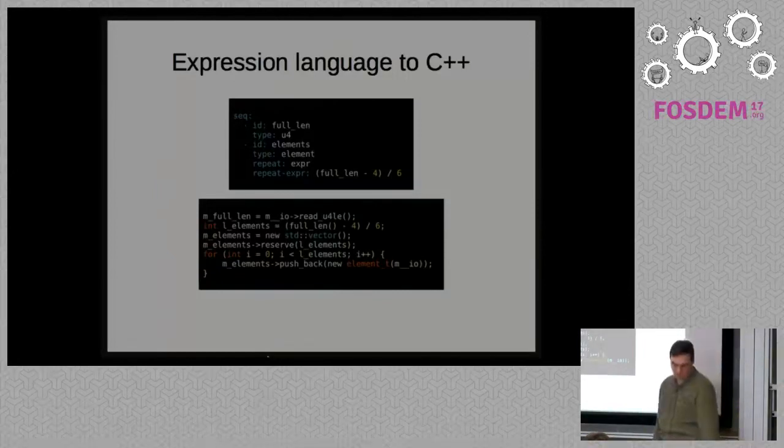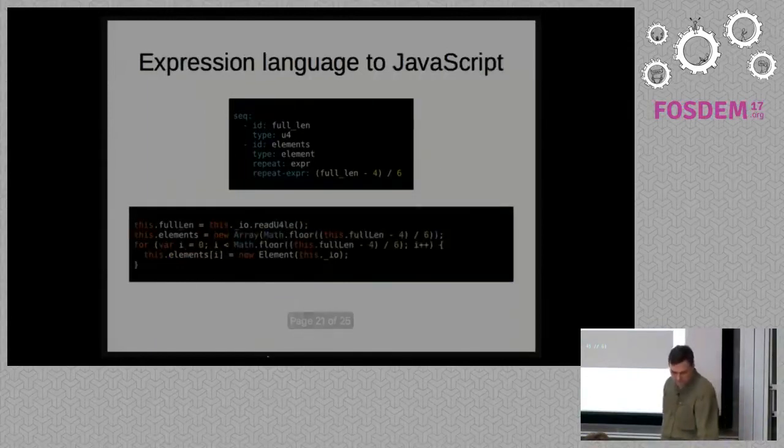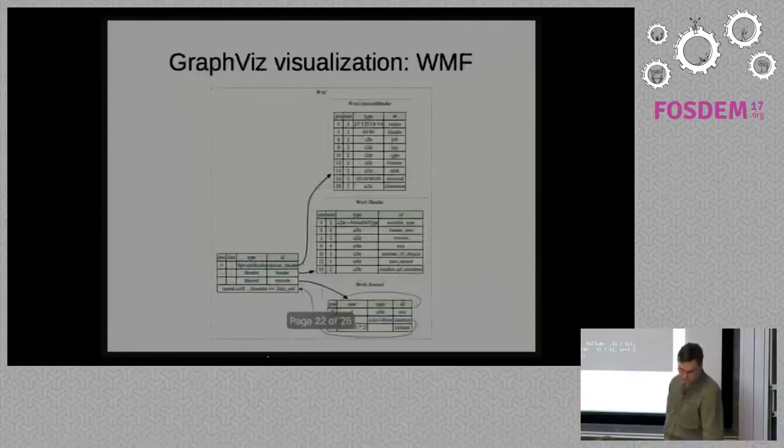So this is how it compiles to C++. This is how it compiles to Python. You can see that the code is quite different. And this is how it compiles to JavaScript. Another difference is that, for example, JavaScript doesn't have integer division, so we implement it with Math.floor.